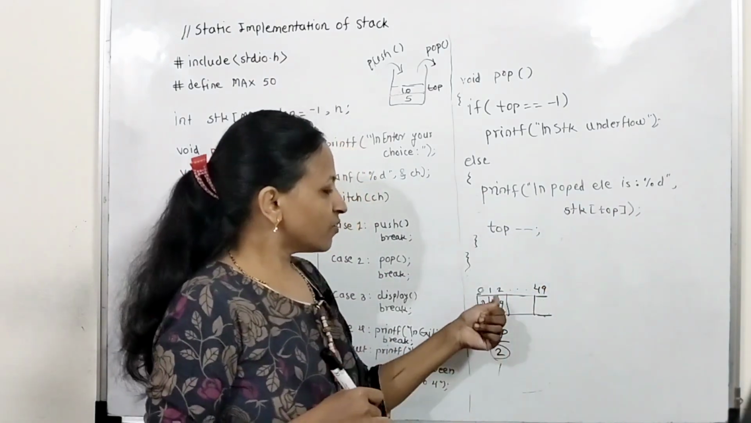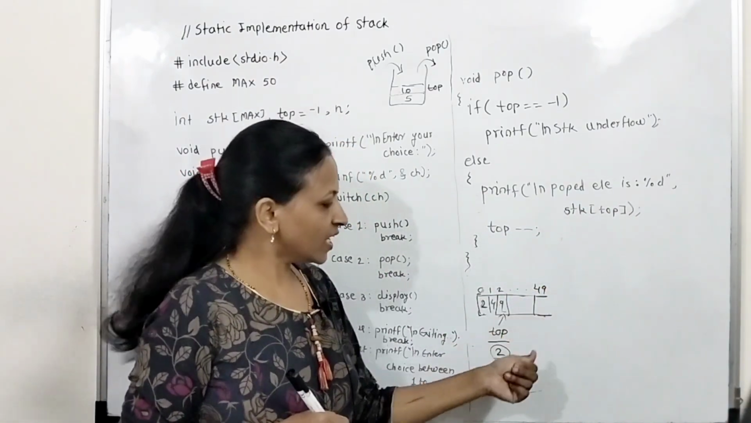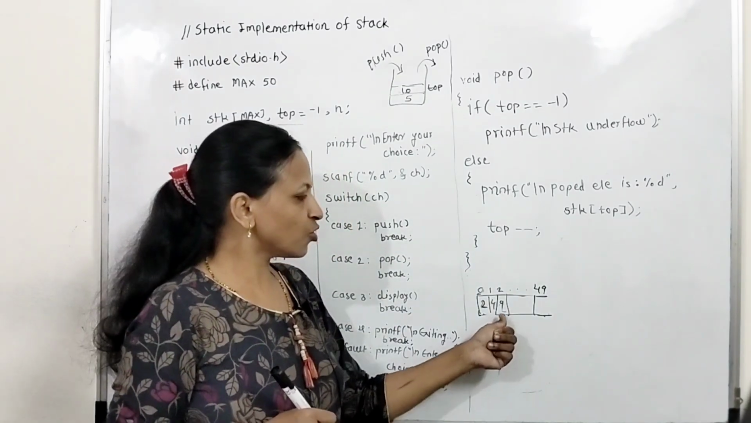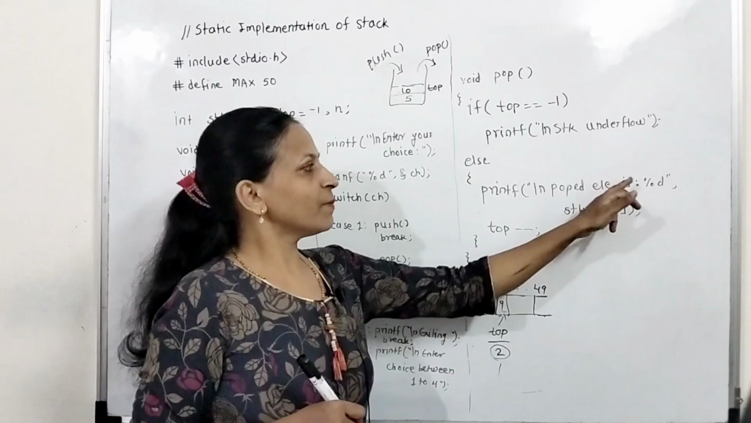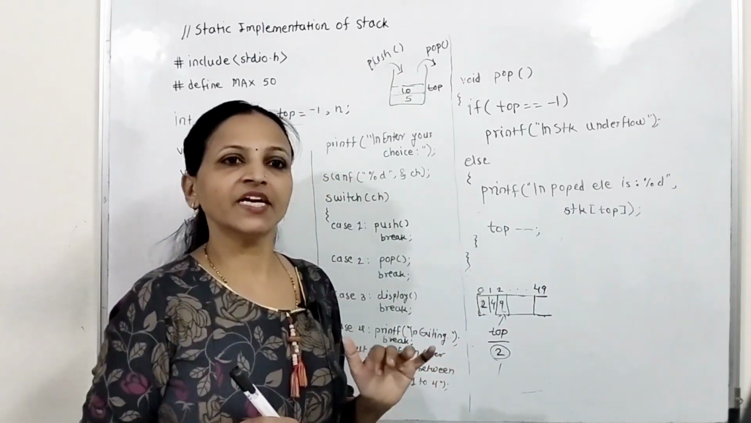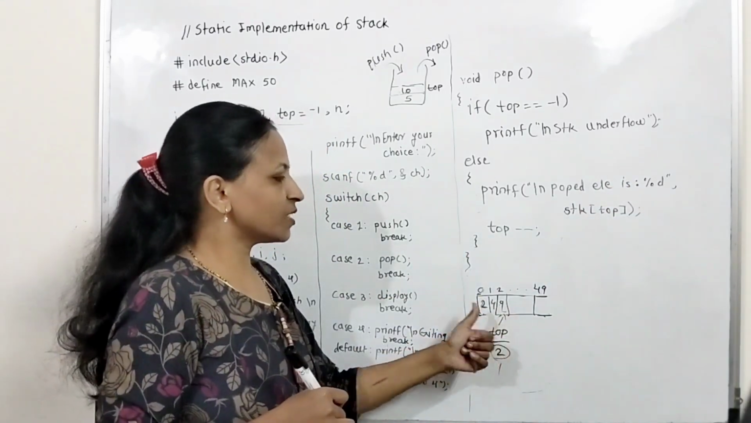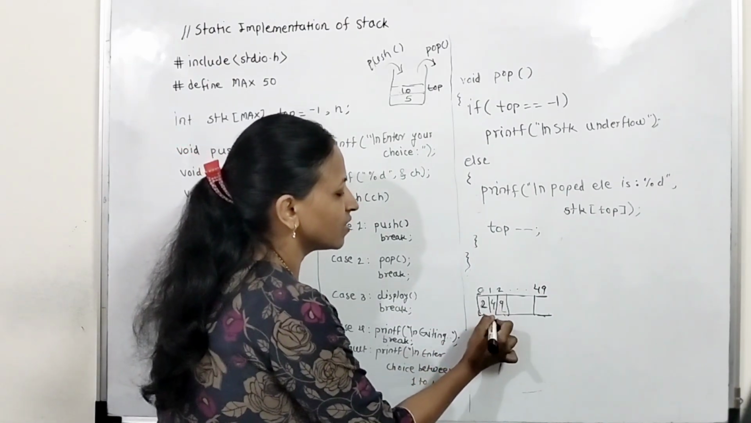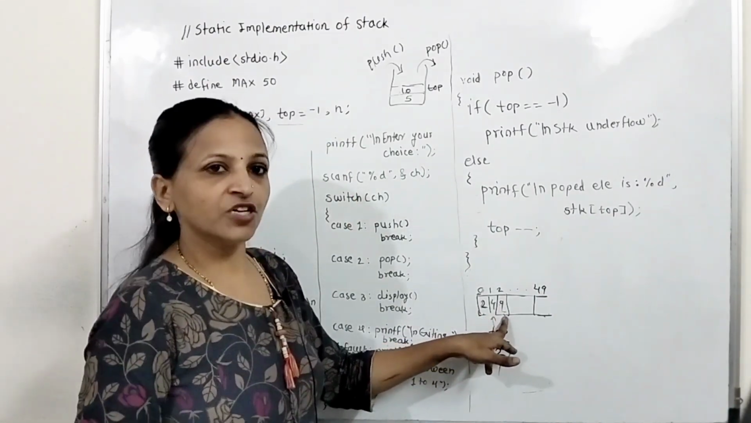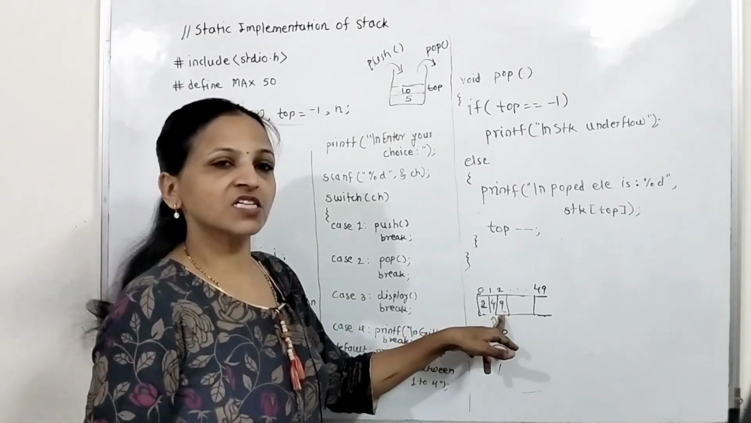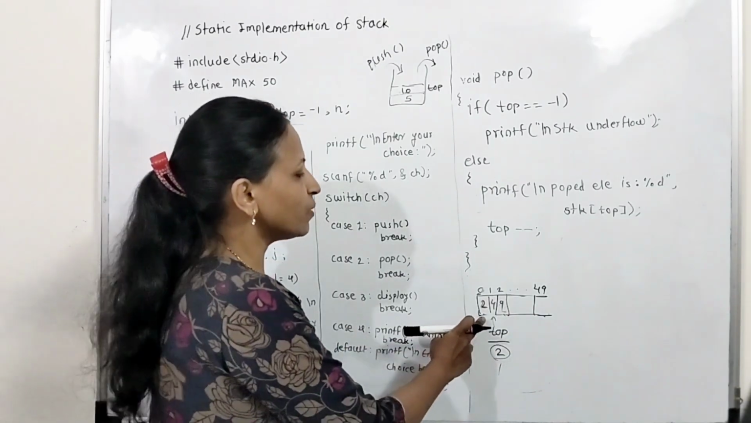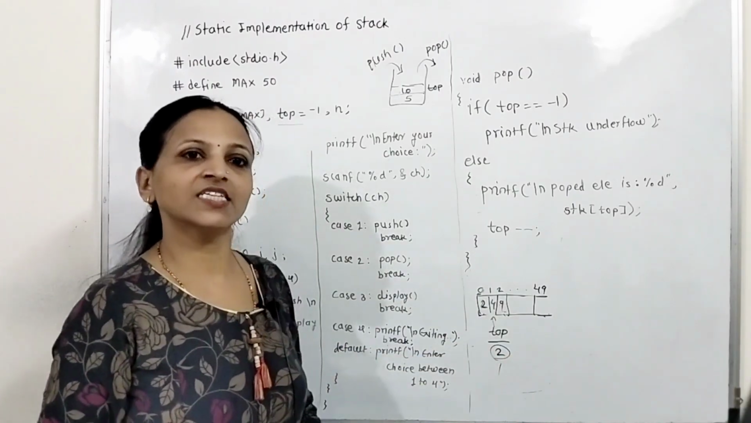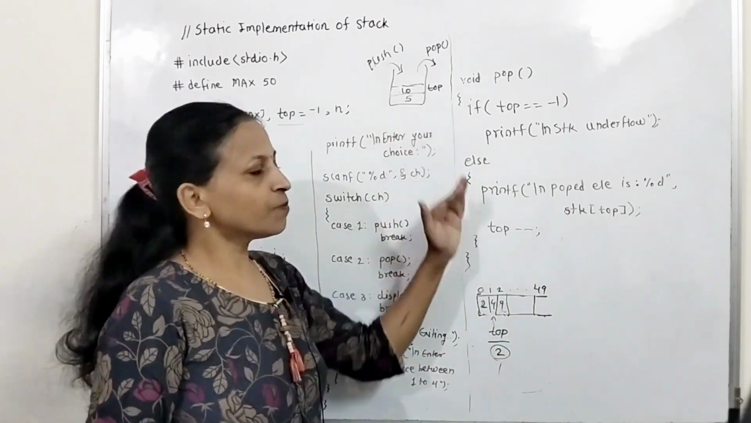Stk of top means from that array, named stk, the top element index. Top is holding the index of the topmost element, which means stk of 2 is 9. The message popped element is 9 will be displayed. And now we have to decrement the top. Now top will become 1, because we have removed this element. Actually we are not removing it, but that will now be considered a garbage value. Whenever you push any more elements, the next element will replace that 9. Getting? This is the pop operation.